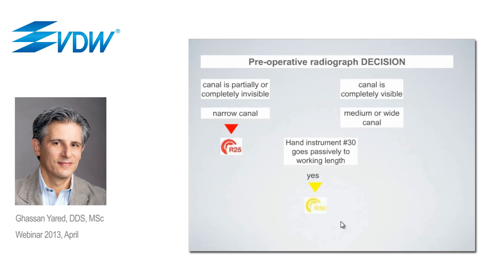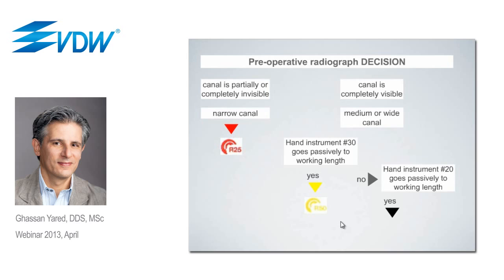If the instrument reaches length passively without any cutting, then we know that the canal is very wide, and this is a case where we will use the R50 for the canal preparation from the beginning, no other instruments. As long as the number 30 hand file, which is straight, goes to length without any cutting. It has to reach length very passively. If the number 30 hand instrument does not reach length, we should not force it to reach length.